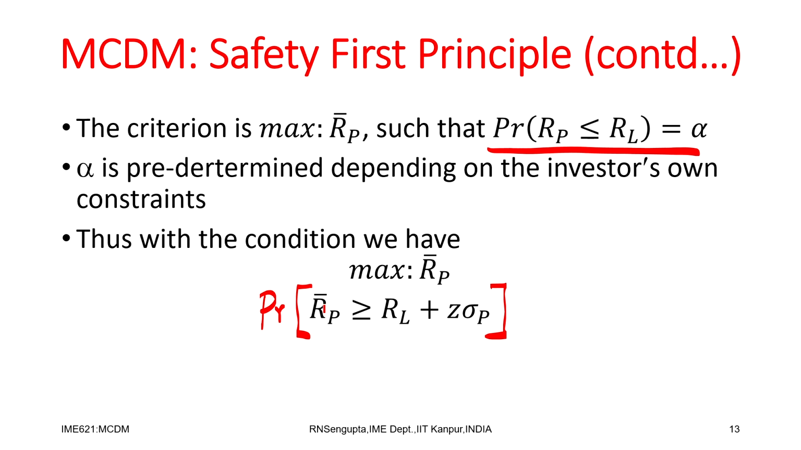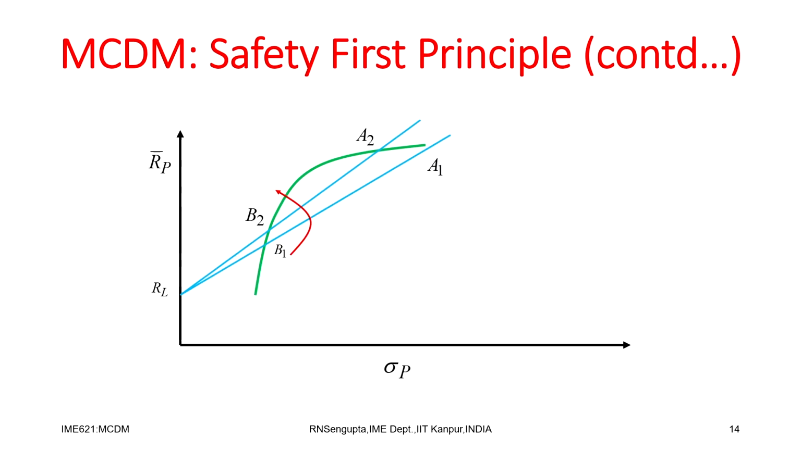So, this is RP bar is greater than RL plus Z sigma p, but now very interestingly, in the second principle it was maximizing RL. So, only the intercepts were changing. So, it was parallel lines. Now, it is a different idea. Now, what we need to do is RL is fixed.